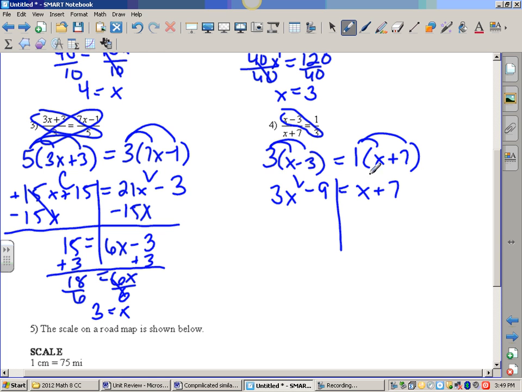So I've got 3x on the left and x on the right, so I'm going to do my variables on the left. I got to add my constant over. I don't need him. Equals x plus 16.